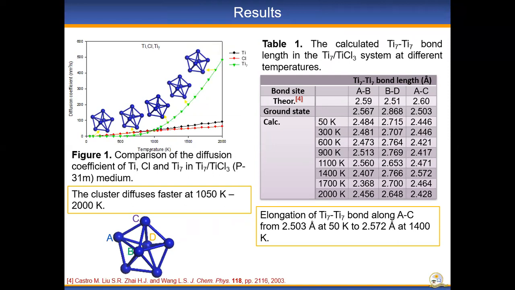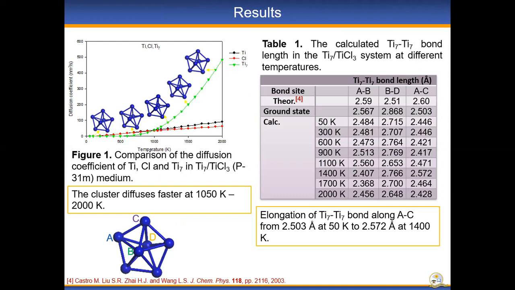Now, the curves show an exponential increase in the diffusion coefficient rate as temperature increases. However, the Ti7 ion diffuses faster at high temperatures, that is, from 1050 kelvins to 2000 kelvins. Now, this suggests that the Ti7 cluster is favorable at high temperatures, which are temperatures greater than 1050 kelvins.